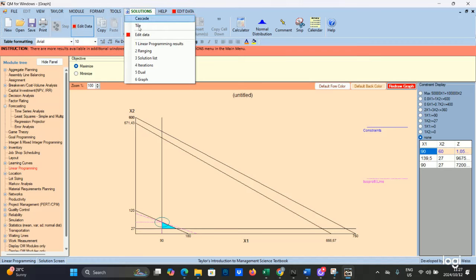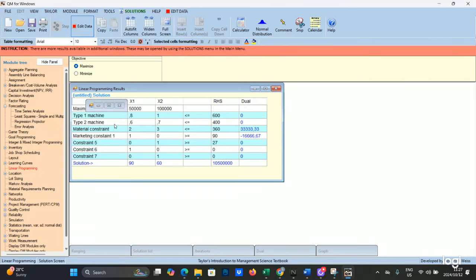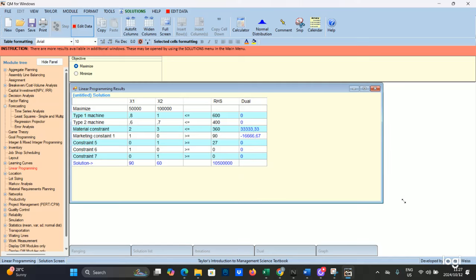Now back to our linear programming results table, this is where we can properly identify our solution. To ensure that the Ford plant makes the maximum profit, we can suggest that they produce 90 cars and 60 trucks in a month. This is our solution, which will result in a maximum profit of 10,500,000, or 10.5 million. That's how you conclude.